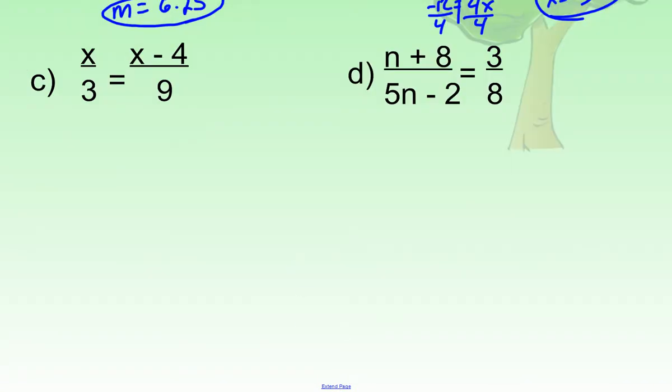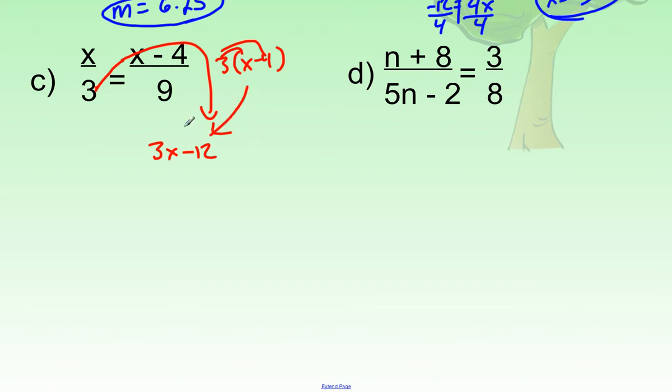Letter C. We're going to cross multiply here, so let's see. 3 times by this stuff goes here. So I'm going to do this without writing it out, just to save an extra step. So 3 times x is 3x. 3 times negative 4 is negative 12. I'm still doing the distributive property. I'm still doing 3 times x minus 4. I'm just kind of doing that in my head, which gives me that.